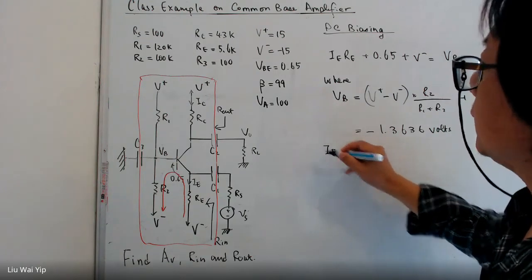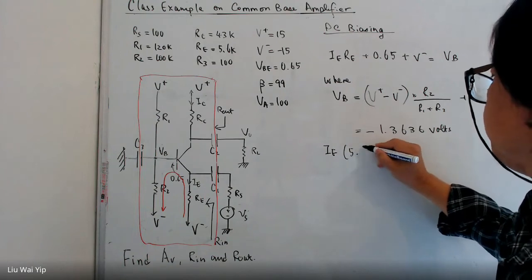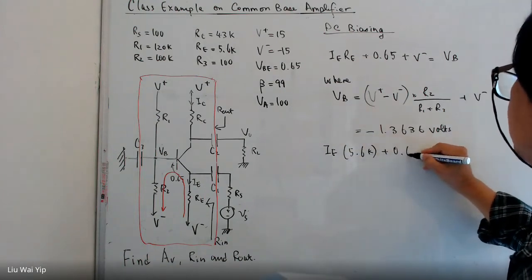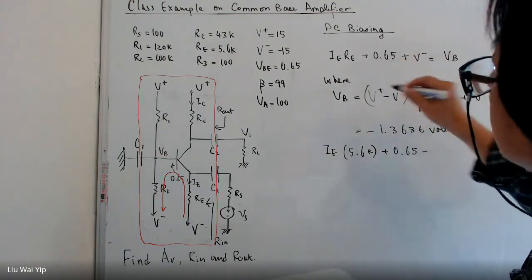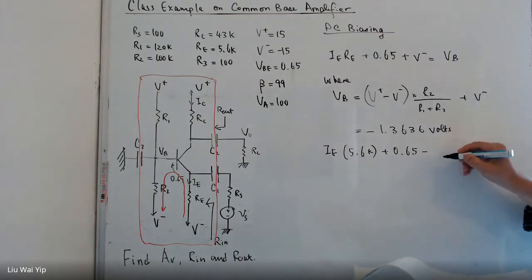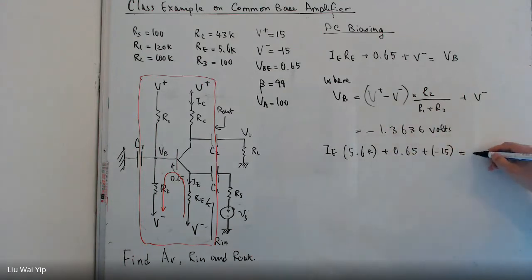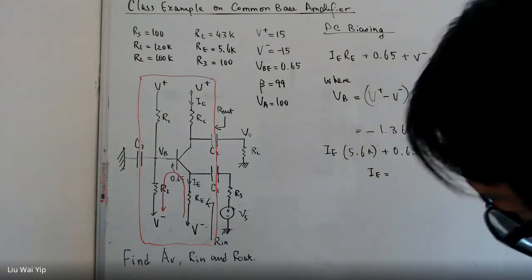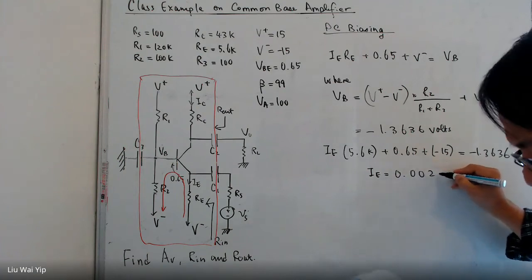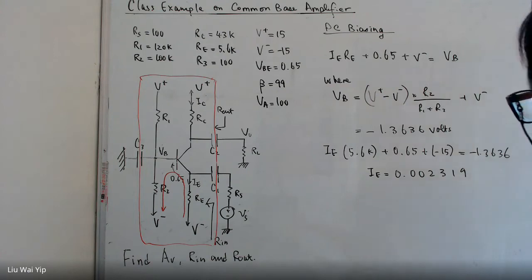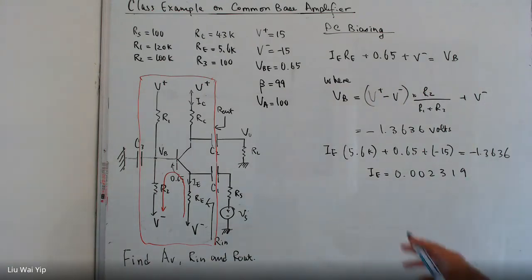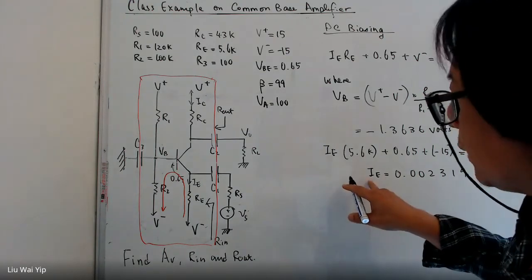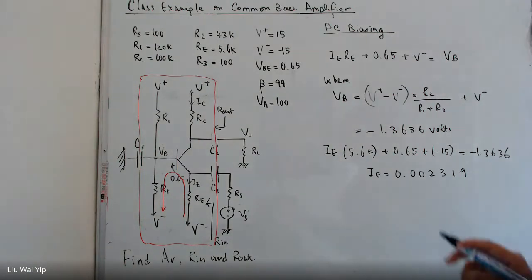IE times RE, 5.6K, and then plus 0.5, and then plus minus 15. And do not forget this value, 1.3636. If you do it carefully, you will find IE is somewhat equal to 0.002. And now you have IE. Basically, you can treat this value as the collector current in DC.